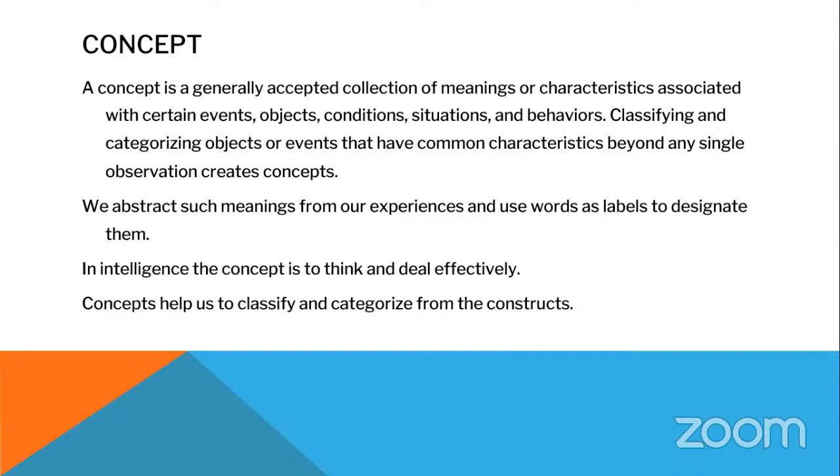And here we can take intelligence again as the example. In intelligence, the concept is to think and deal effectively. We have seen the definition in the previous slide, but different from that, what we tend to understand as a concept here is how intelligence is related. How can we think and deal effectively with our environment? So concept basically helps us to classify and categorize from the construct. Is it clear?